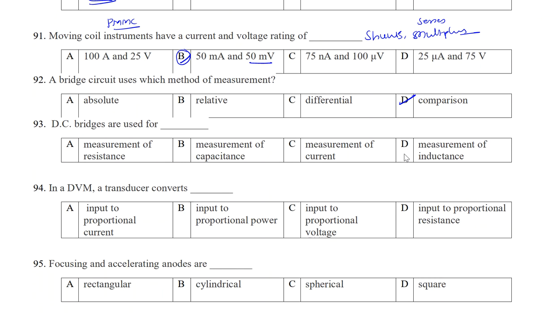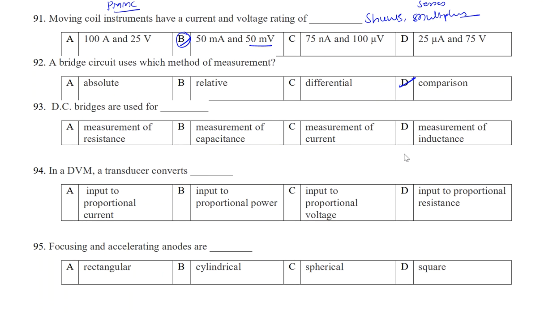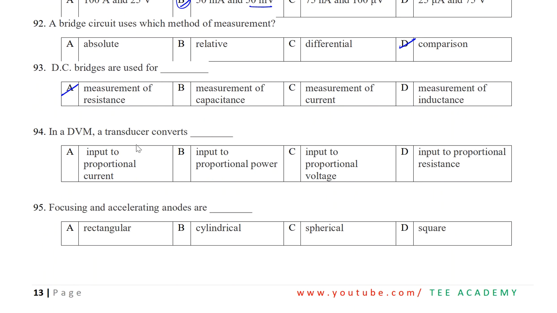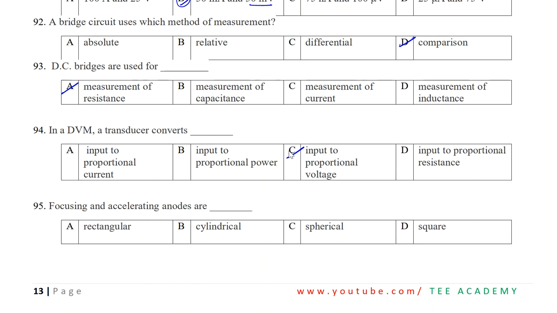Next one, 93rd question here. DC bridges are used to measure the resistance here. So resistance measurements are done by making use of suitable DC bridges. Next one, DVM. In a digital voltmeter, a transducer converts input to proportional voltage here. So C is the right option.